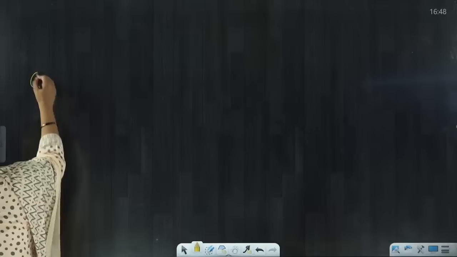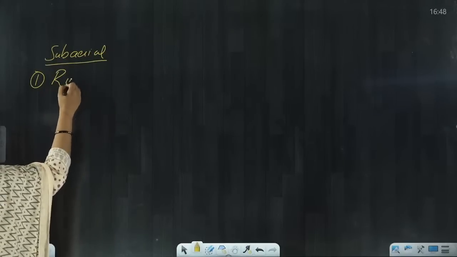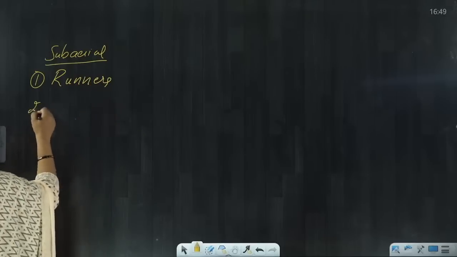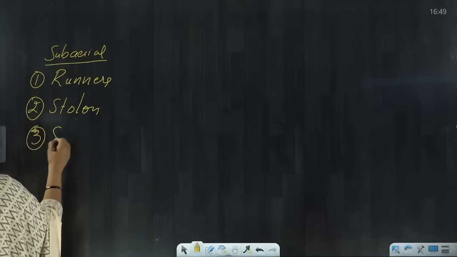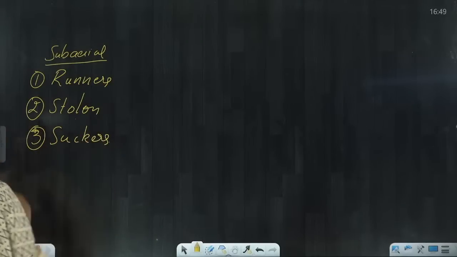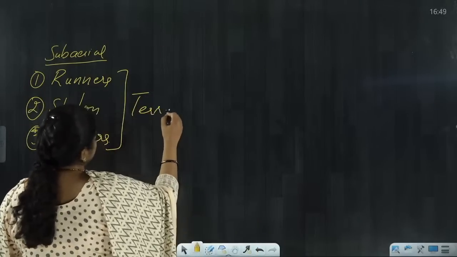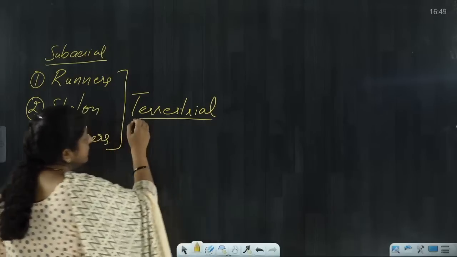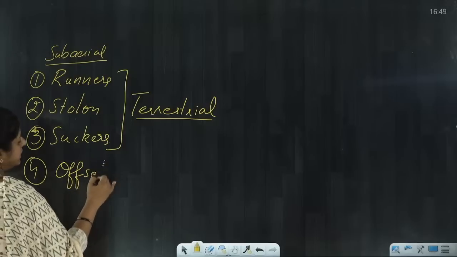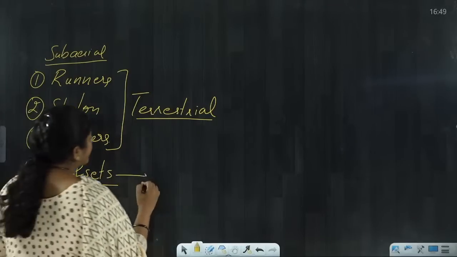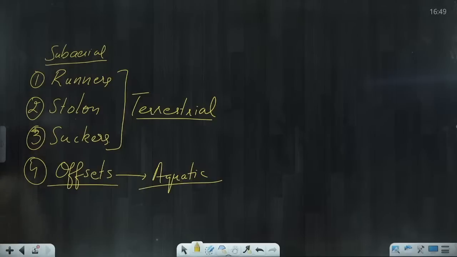We discussed, very first under subaerial, runners. We discussed stolon. We discussed suckers, right? These are in which type of plant? Terrestrial plants, which means living on land. But the fourth, which I am now going to discuss with you, is offsets. These are present in which case? Aquatic plants. Are you getting that? This is present in the case of aquatic plants.